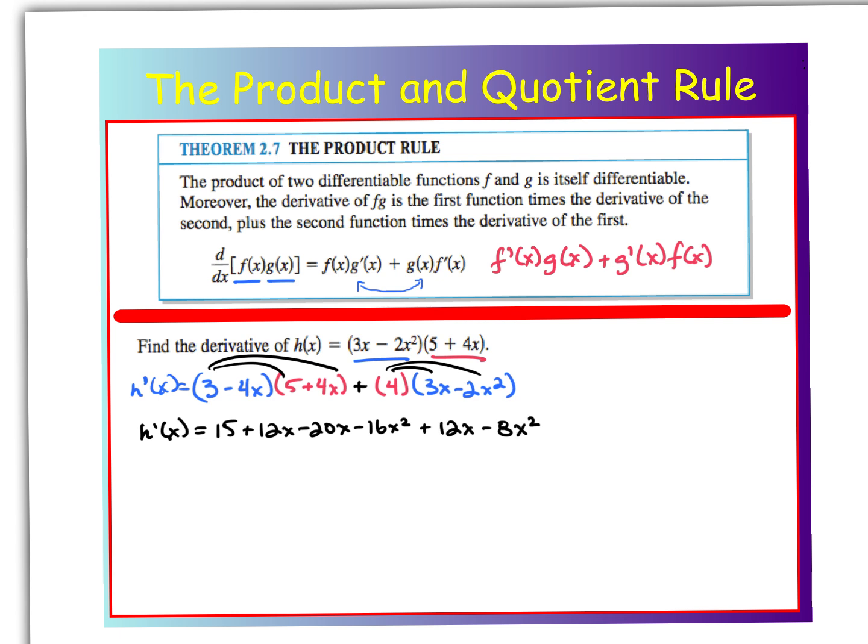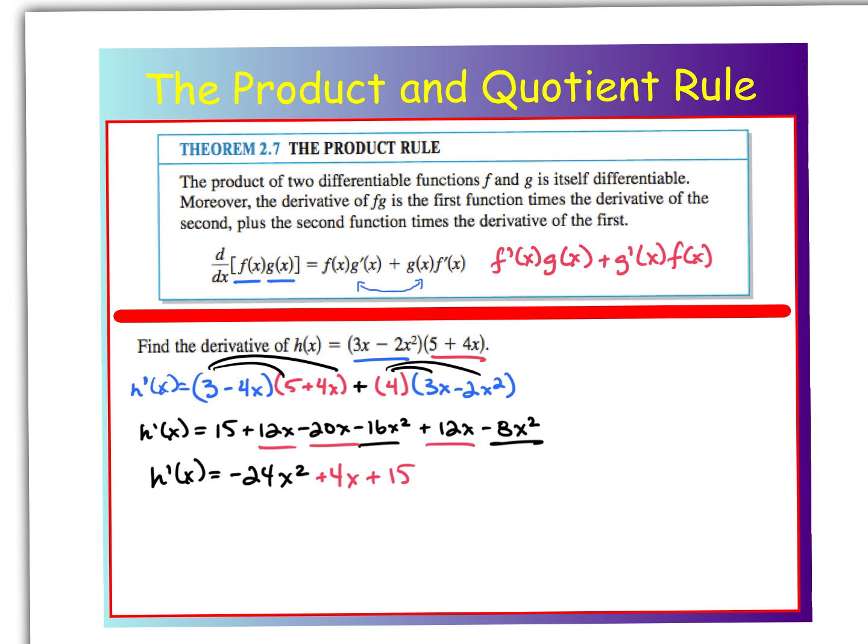And so now let's combine like terms. So h prime, do we have any buddies with x squared? Yeah, what do we get now? Negative 24x squared. And then how many x's do we have? So let's see, 12, so 4. We have 4 x's. Good. All right, so now we have plus 4x. And then do we have any constants? Yes, so we get 15. All right, and so that was how we found h prime.